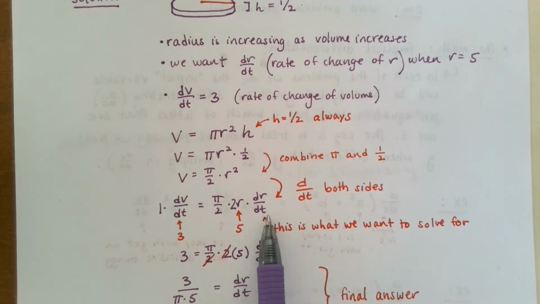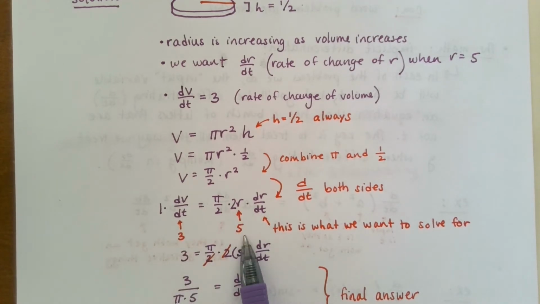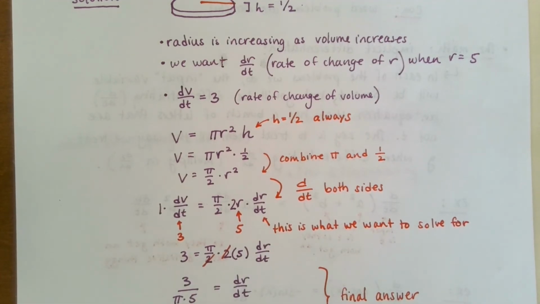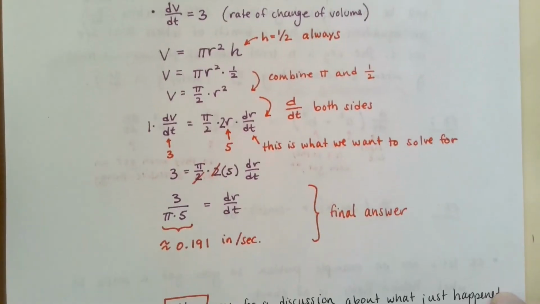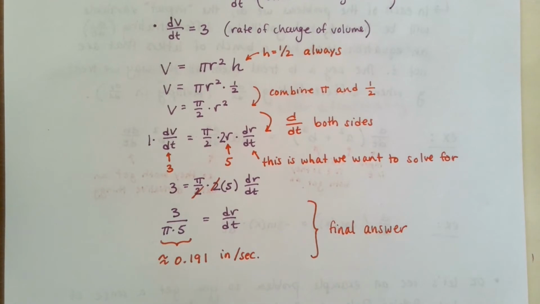All right, so in this line I said, oh, well, I have values for a lot of these things. I know dv/dt is 3. I know at this particular moment r is 5, and this is what I'm solving for. So once I plug stuff in, I just algebraically solve for that number. And then of course our final answer is down here. It's about 0.191. I threw in inches per second.